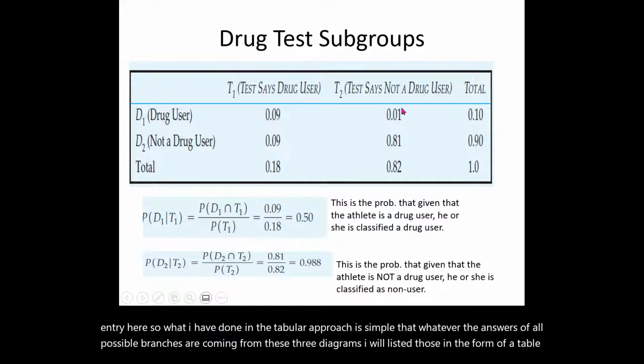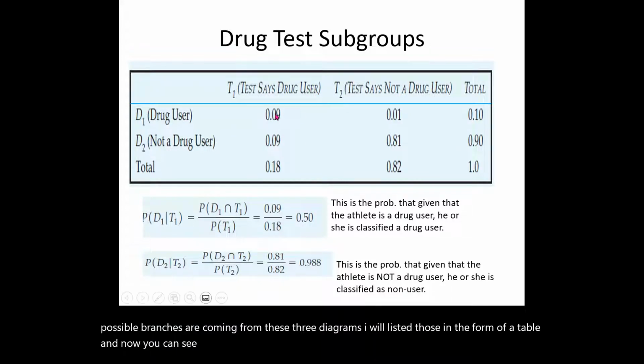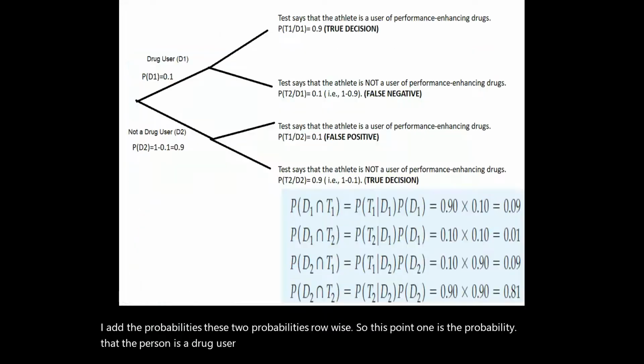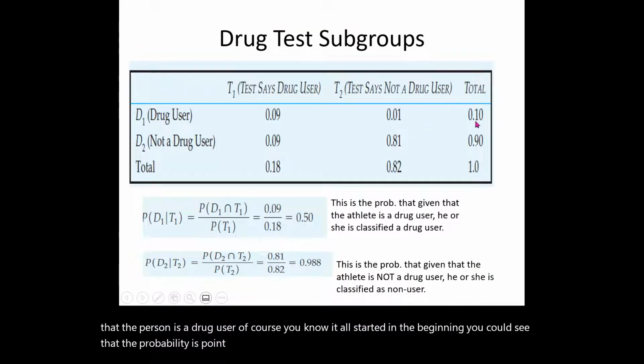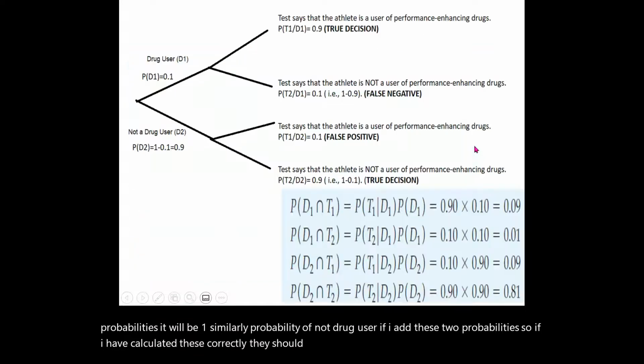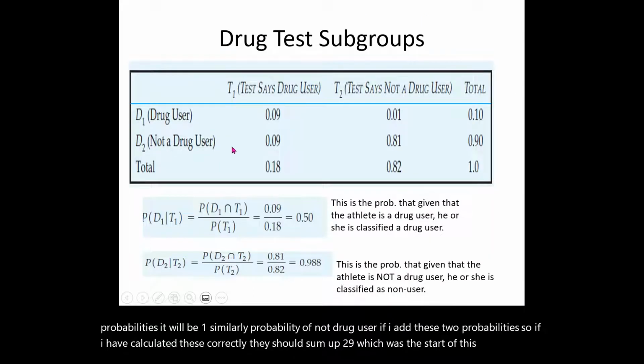And now you can see that if I add the probabilities row wise, this 0.1 is the probability that the person is a drug user. Of course, it all started in the beginning. You could see that the probability is 0.1. So that's sort of a calculation check as well. So if I add these two probabilities, it will be 0.1. Similarly, the probability of not drug user, if I add these two probabilities, if I have calculated these correctly, they should sum up to 0.9, which was the start of this condition, not a drug user.